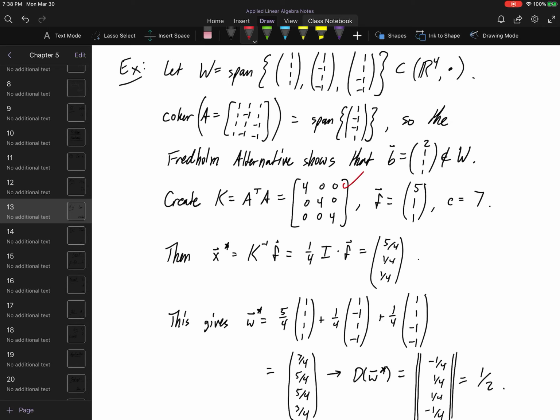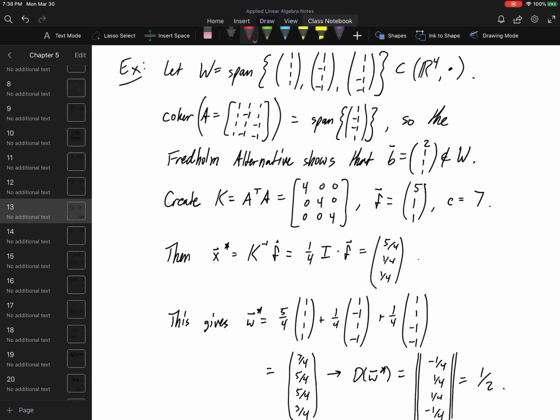Well, we can go ahead and set up our problem. So we get our Gram matrix from before. Remember, the F vector is all these basis vectors dotted against B. In the first one, we'll see 2 plus 1 plus 1 plus 1, that'll give us the 5. Then 2 minus 1 plus 1 minus 1, that'll give us a 1. And then 2 plus 1 minus 1 minus 1 will give us the other 1. So that's my F vector. And then C is just going to be the square length of the B vector. So this will be 4 plus 1 plus 1 plus 1, and there's the 7.